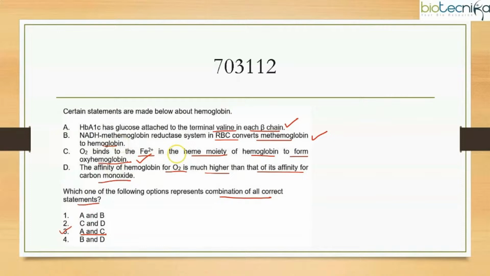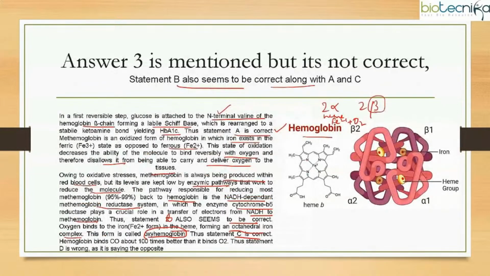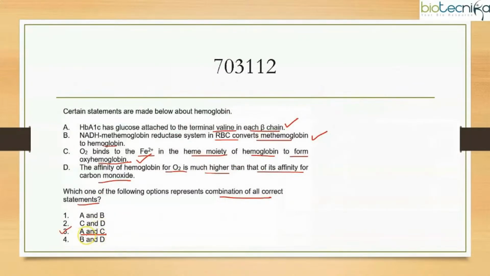Now D says the affinity of hemoglobin for oxygen is much higher than its affinity for carbon monoxide. This is obviously not correct. Hemoglobin binds CO, carbon monoxide, about 100 times better compared to oxygen. So statement D is wrong, as it is just the opposite. If you go through all the statements, A, B and C, all these 3 statements are correct. But the answer given is 3, because both statements A and C are correct over here.